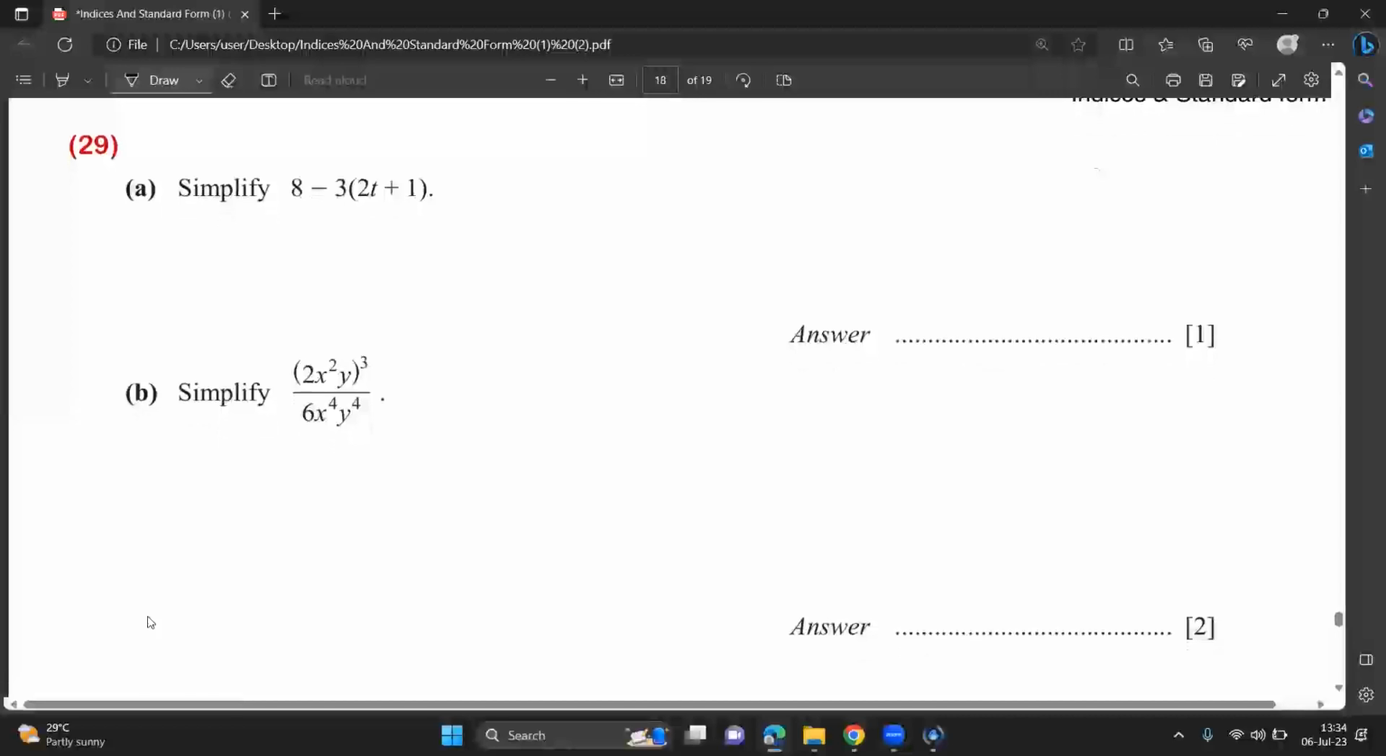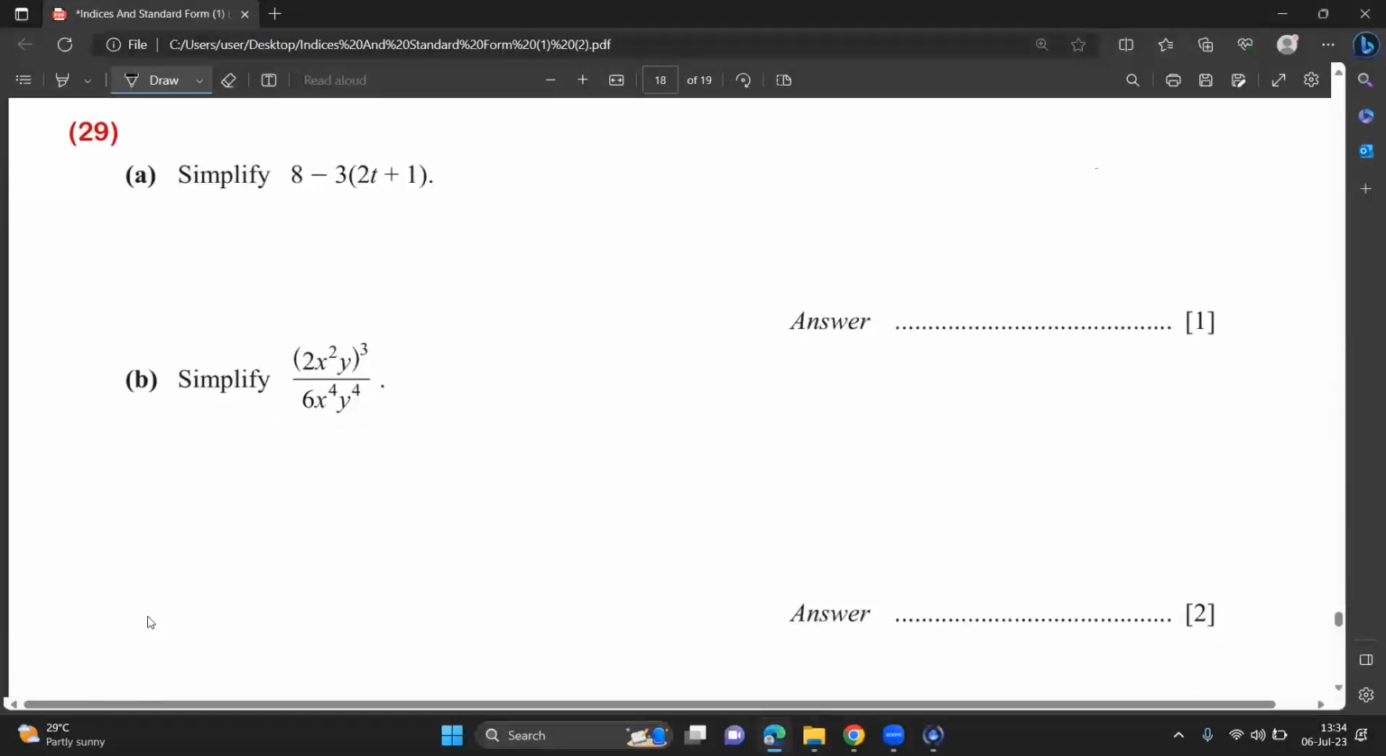Question 29. First one is part of algebra. You have already done this. Question 29.